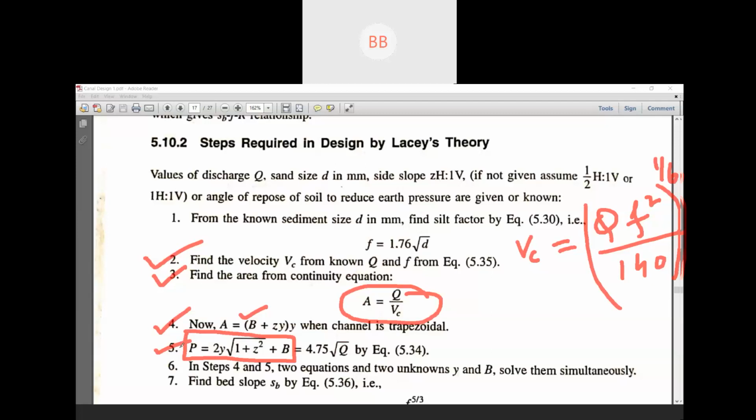That is why in the next step we are going to consider the wetted perimeter of a trapezoidal channel. In the area equation, the area is known to you because you have calculated it, but there are two unknowns. In the wetted perimeter, the width of the channel is not known, the z value we can assume, the y value is not known, and the wetted perimeter is also not known. So Lacey gives an equation to find the wetted perimeter, that is P equal to 4.75 root over Q. Q is given. From this equation you can find the wetted perimeter and substitute it in step number 5. Then you will have two equations with two unknowns, so you can solve both equations and find the b and y values.